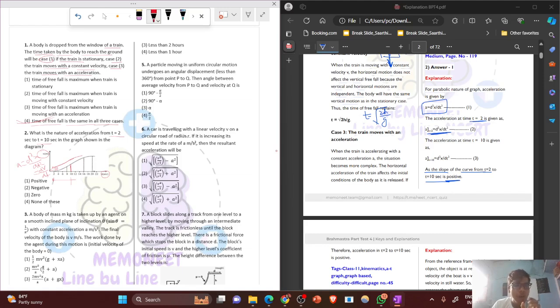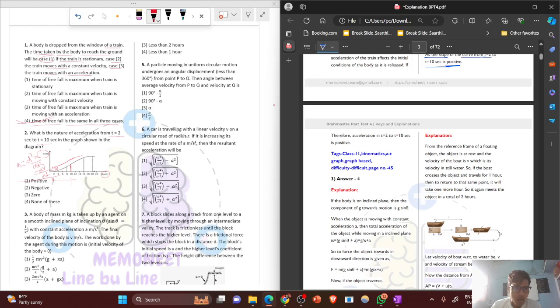Even if you go from the displacement time graph to the velocity time graph, the slope remains positive. Hence the acceleration will be positive. So the nature of acceleration will be positive, which means option A is the correct option. Now moving to the next question.